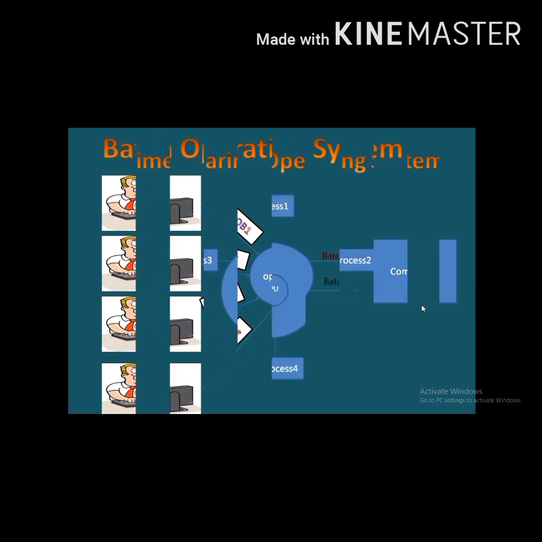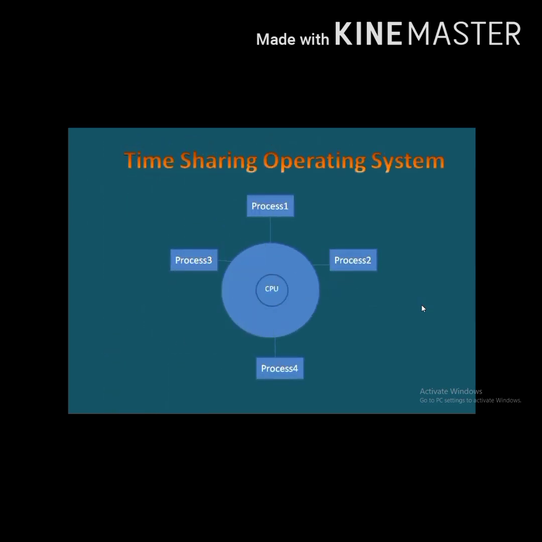The next is the time sharing operating system. Time sharing means the CPU's time is shared between different processes. Students, I told you in the first session of this chapter that a process means a program in its running state. An application or program, once we run it, we no longer call it a program but a process.